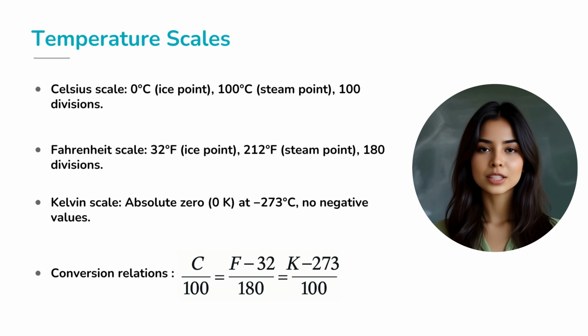The three are connected by a simple relation. C/100 = (F − 32)/180 = (K − 273)/100. This relation allows us to switch between scales with ease.